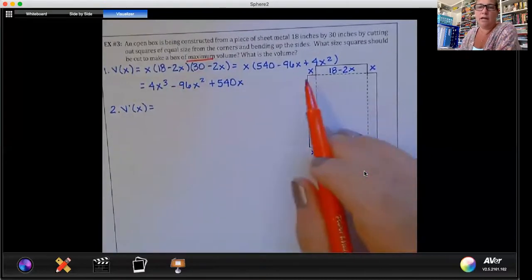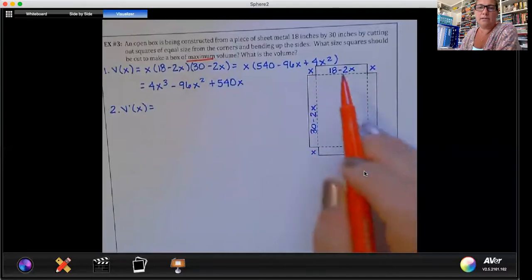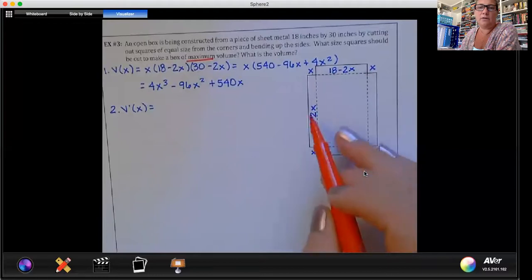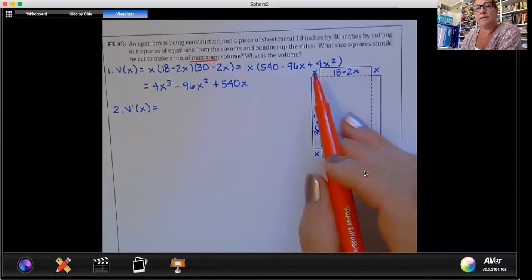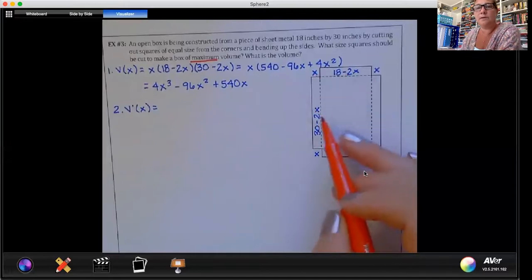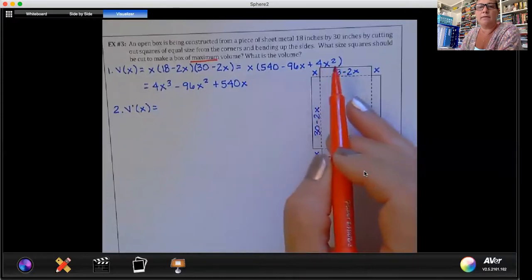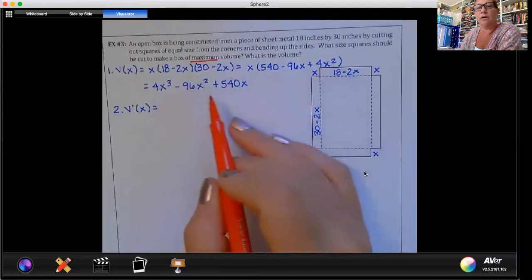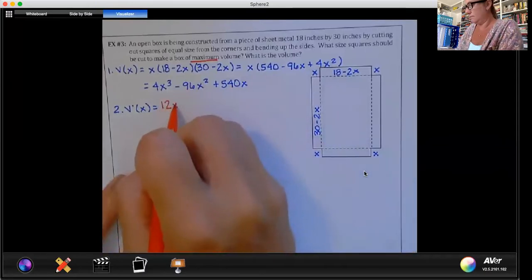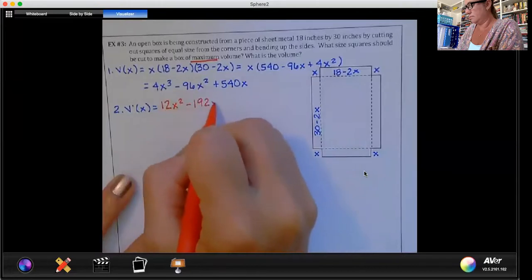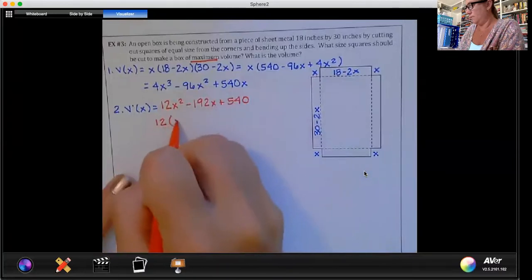All right, so we're cutting out the squares with x. Total 18 minus 2x, total 30 minus 2x. So our volume is length times width times height. So x times 18 minus 2x times 30 minus 2x. X times your FOIL method, and then distribute. And you want that volume formula so that it's easy to take your first derivative. Set it equal to 0, taking out the 12.